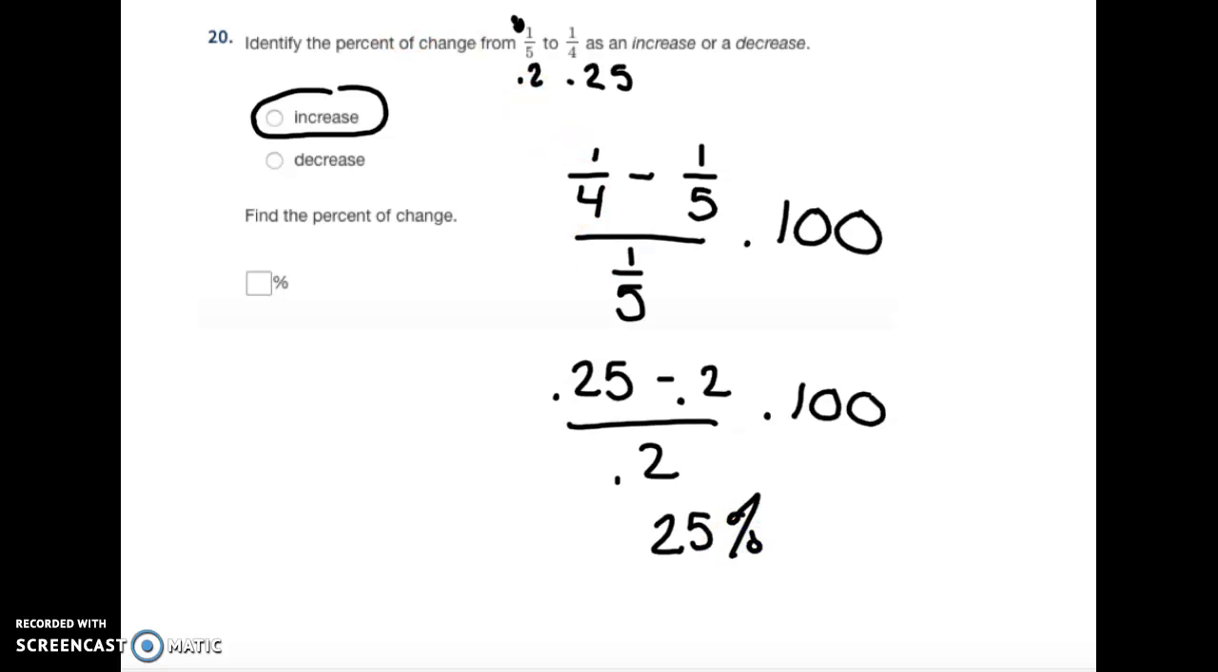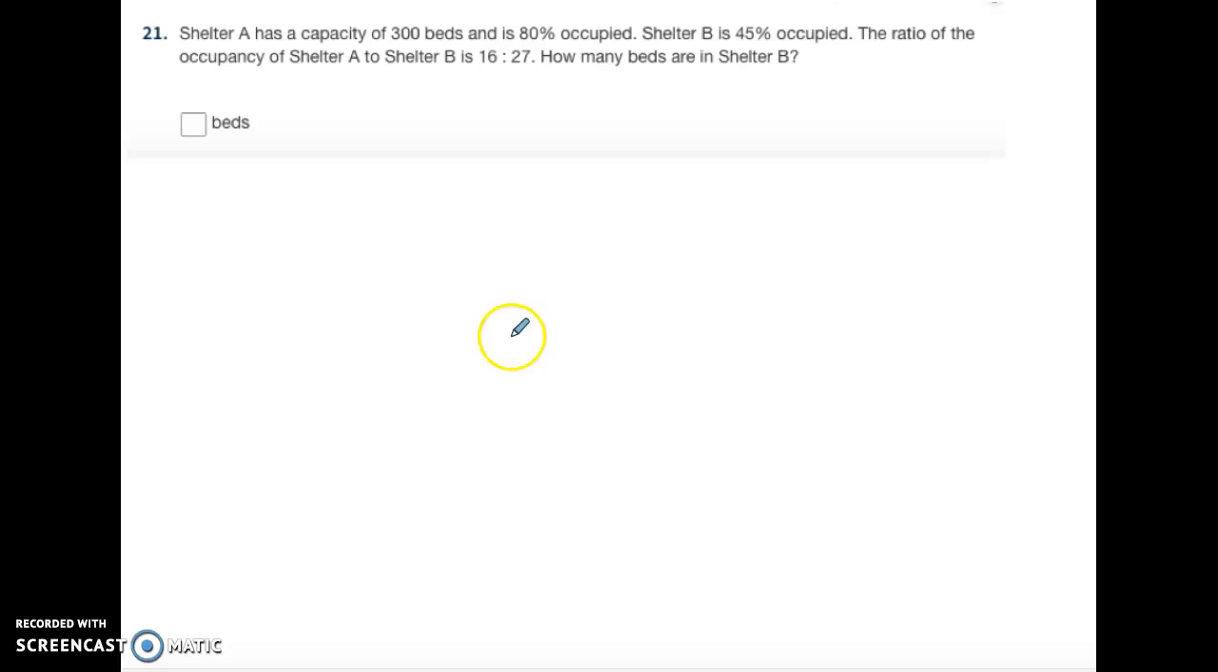Okay. You made it to the last problem. So, shelter A has a capacity of 300 beds and is 80% occupied. Shelter B is 45% occupied. The ratio of occupancy of shelter A to shelter B is 16 to 27. How many beds are in shelter B? Let's set up a proportion to solve this. So it already gives us the ratio of 16 to 27, so that's easy. And let's just note that we want A to B.